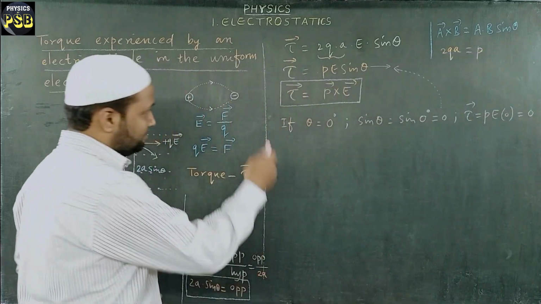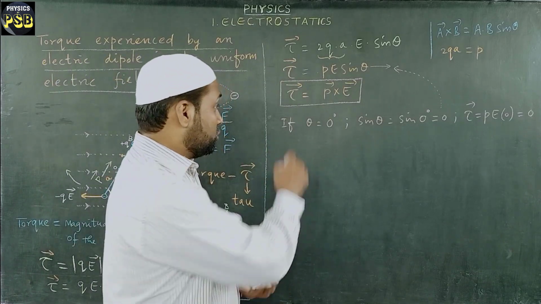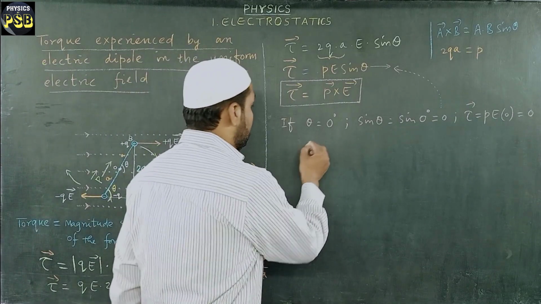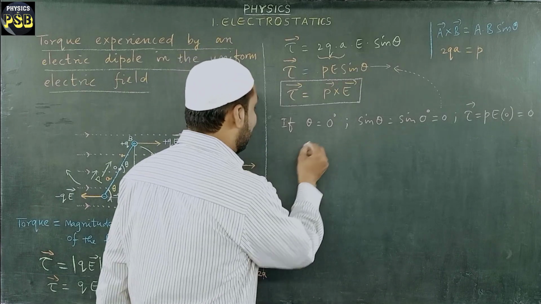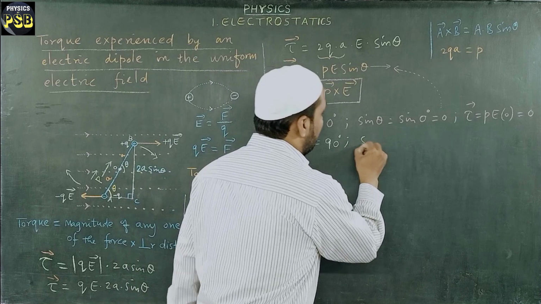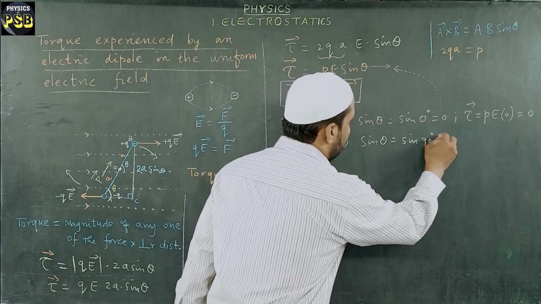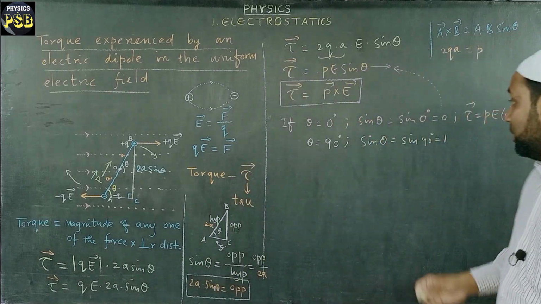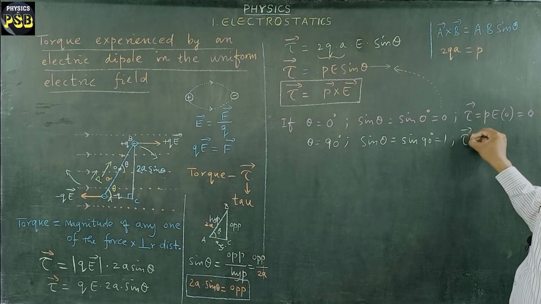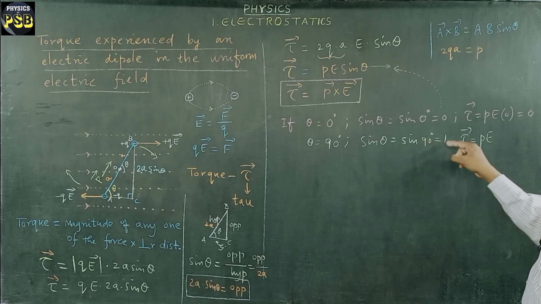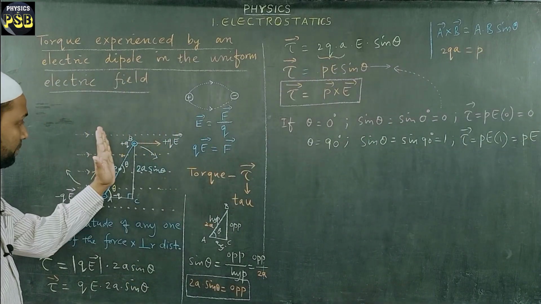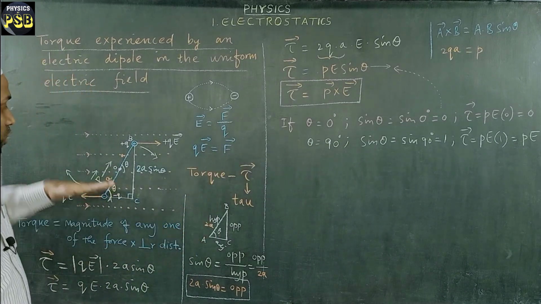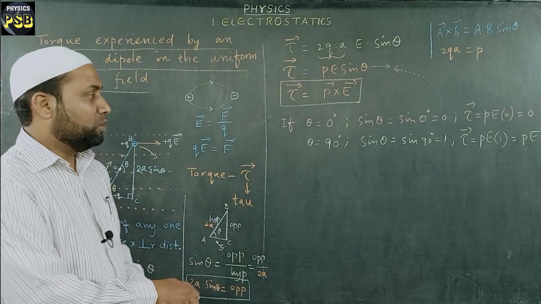You remember this. And the second thing, the torque experienced by electric dipole will be maximum when the angle between electric dipole and the electric field is 90 degree. Sin of theta is equal to sin of 90 degree, which is equal to 1. So in such case, in the place of sin theta, we substitute this. Tau vector is equal to PE into 1. That means it is PE. Clear? So, when the electric dipole is kept perpendicular, the tau value is maximum, and it will be 0 when it is kept parallel to electric field. You remember this.